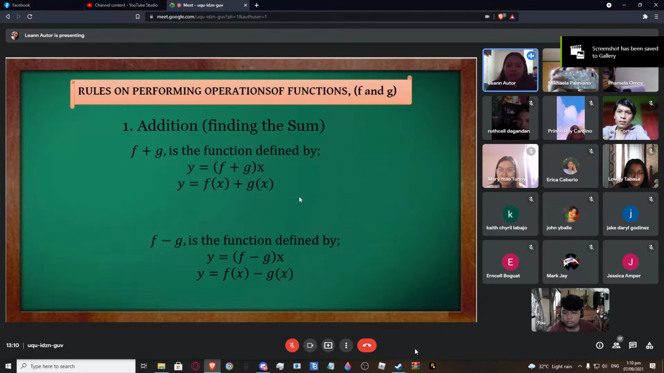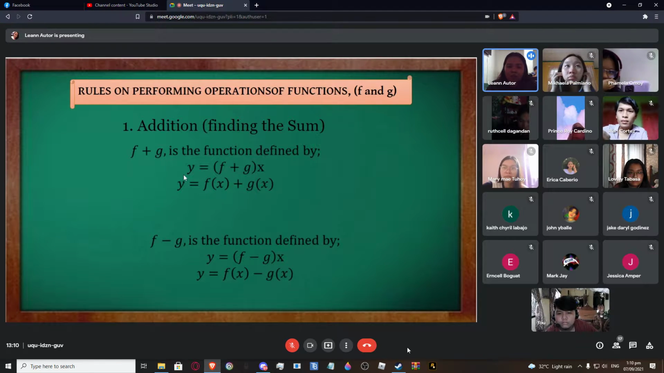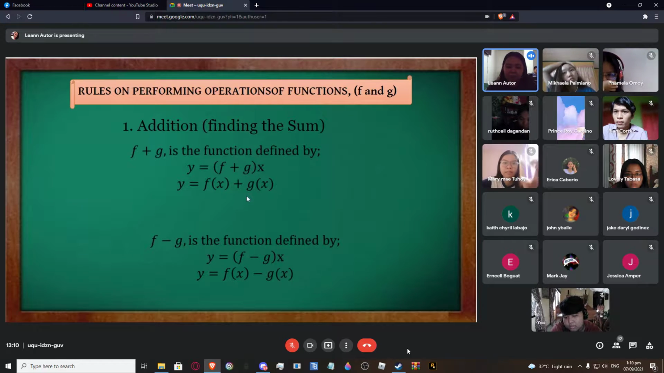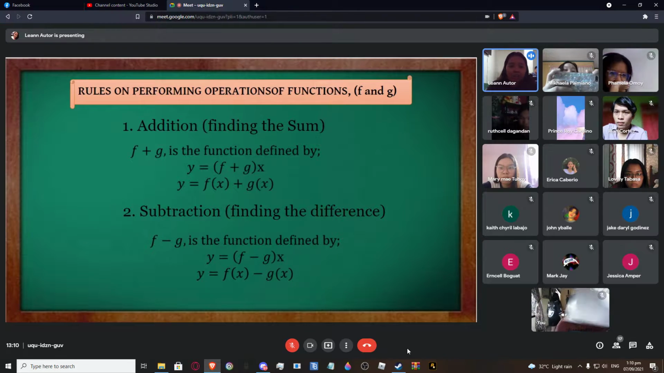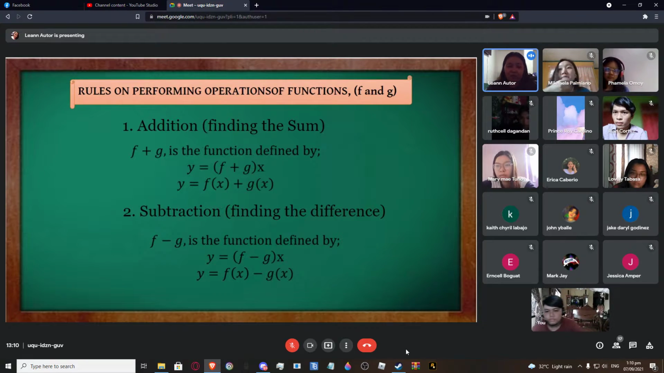Okay, the given formula of finding the sum of the function is this one. F plus g is the function defined by y is equal to (f plus g)(x), or y is equal to f of x plus g of x. All right. So in subtraction, it is just the same, nagvary lang siya sa operation. So, mana siya ang duha.